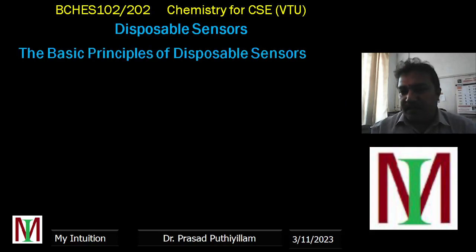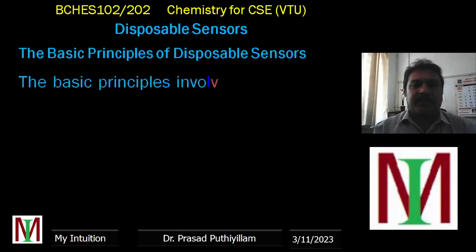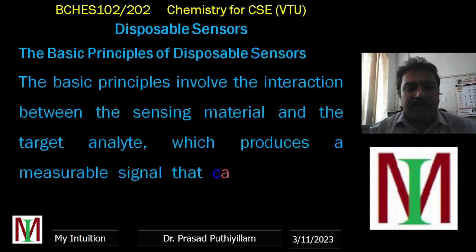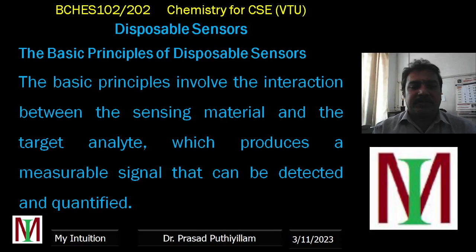And the basic principle of disposable sensors. The basic principle involves the interaction between the sensing material and the target analyte, which produces a measurable signal that can be detected and quantified. Okay, that is the basics. You should sense and should produce the signal. So it is common sense actually.